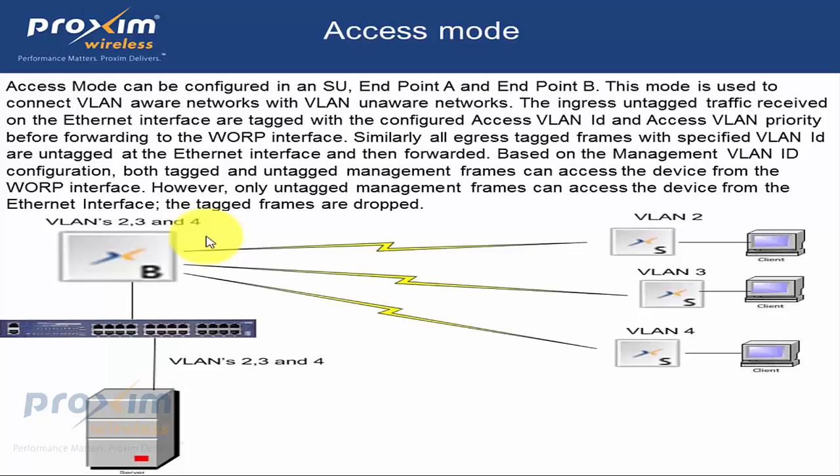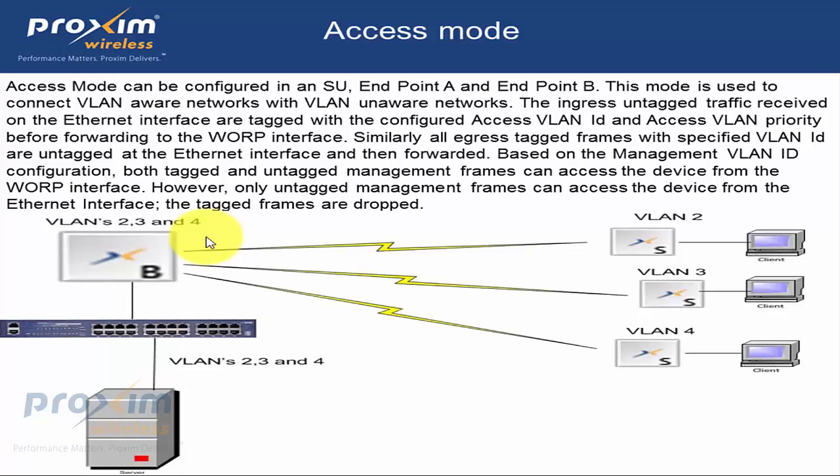Based on the management VLAN ID configuration, both tagged and untagged management frames can access the device from the warp interface. However, only untagged management frames can access the device from the Ethernet interface. The tag frames will be dropped.